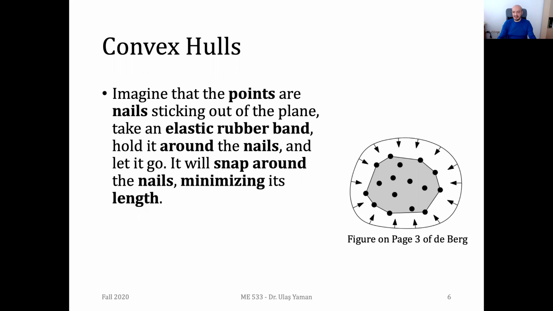So this is the thing I mentioned at the beginning of this chapter. If you think about an elastic rubber band, and assume that these sides are nails on your 2D plane, then if you release that rubber band, it will snap around the nails and try to minimize its length. As you see, we have a polygon, which is obviously a convex polygon, and the outer boundary is the convex hull of the given set, let's say S.